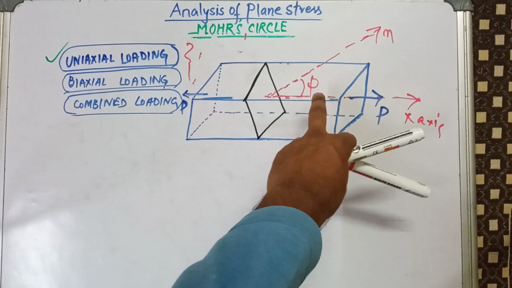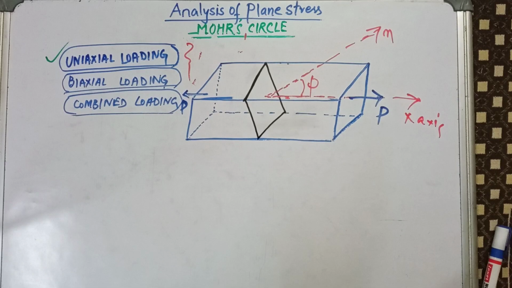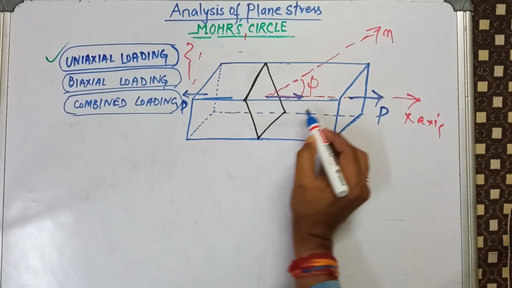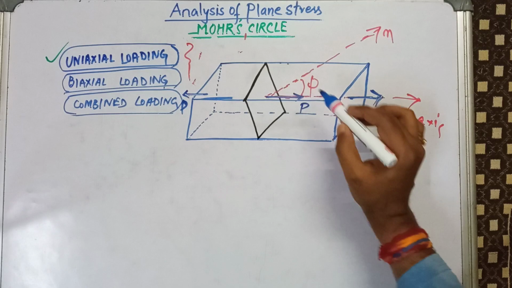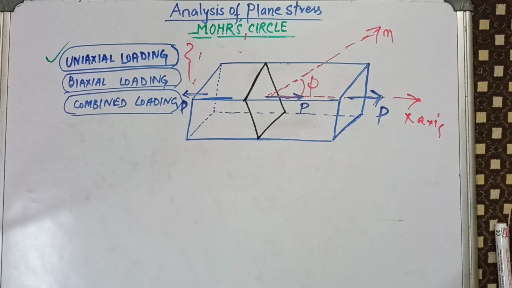Now, quickly do one thing. Break this load into two components. You will get P over here first, because with transmissibility of force, this is the line of action of this force. So I'm bringing this force over here. Now, I can break this force into two components.